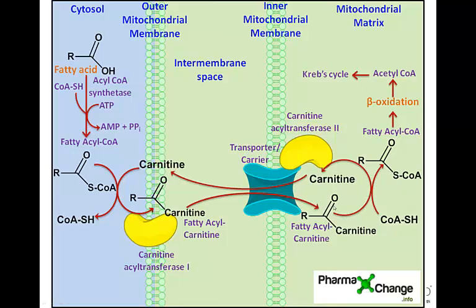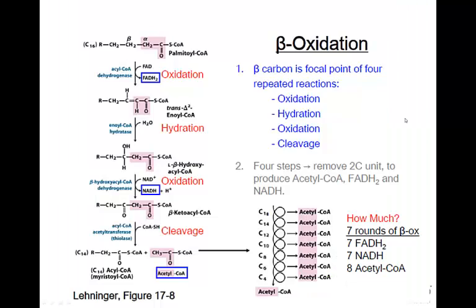So once our fatty acyl-carnitine is inside the mitochondrial matrix, it has to be converted back into our fatty acyl-CoA so that it can undergo beta oxidation. So we're going to remove the carnitine and we're also going to add this CoH group. And this reaction is catalyzed by carnitine acyltransferase 2. And carnitine is going to be shuttled back into the outer mitochondrial membrane so that it can be used in the next fatty acid. So once we generated our fatty acyl-CoA, it can be further oxidized into acetyl-CoA.